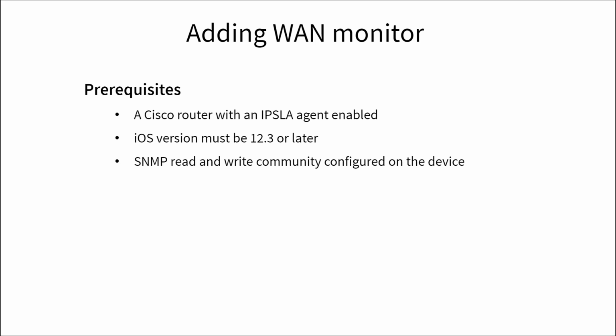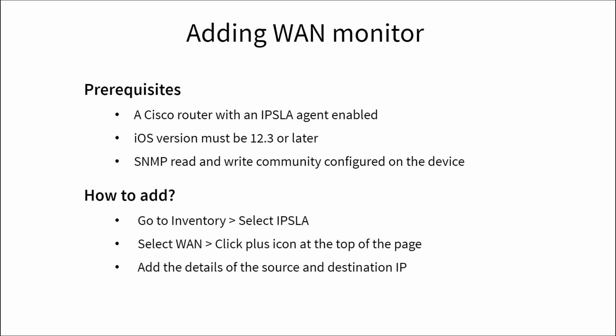First, you need to look at the prerequisites. You first need a Cisco router with the IPSLA agent enabled. This is a must. You also need the Cisco router IOS version to be 12.3 or later, so it's going to be the newest version. You also need SNMP read, and very importantly, the right community configured on that device. Why we need that is to write commands, like the IPSLA responder command, which will send the packets to us, and that's how we monitor. So that's how it works.